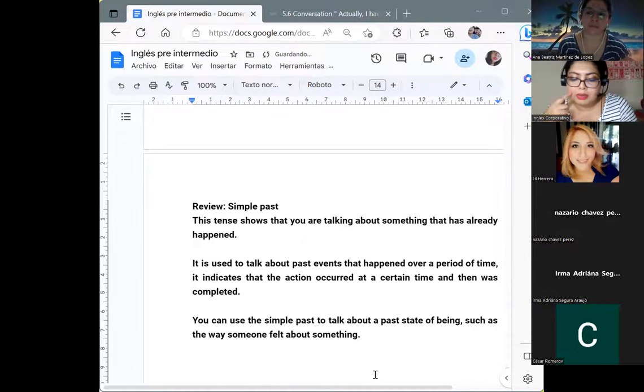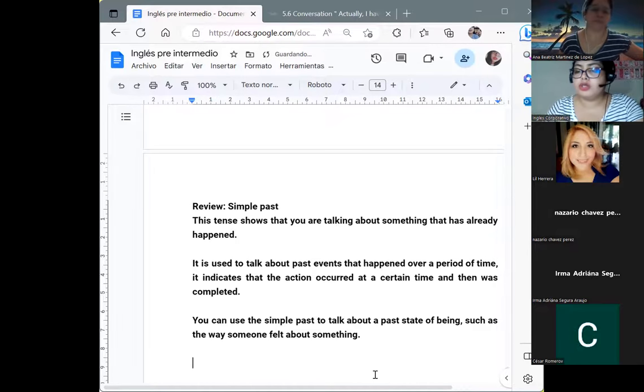Pero si hablamos del presente perfecto continuo, podríamos utilizar para hablar de acciones que comienzan en el pasado y siguen sucediendo en el presente y pueden llegar a suceder en el futuro. Pero con el pasado simple no podemos hablar de cosas futuras o ni siquiera del presente. And that is like the review because we already know a lot of information about the simple past.